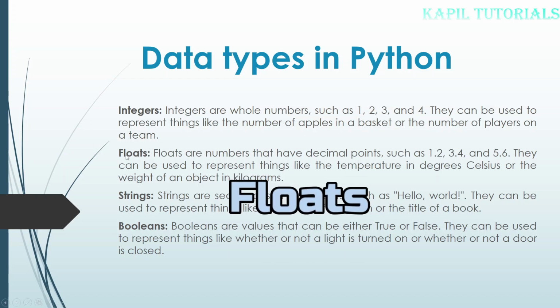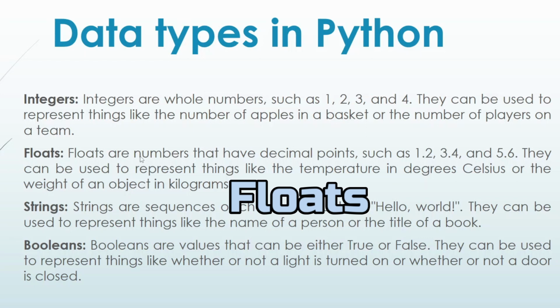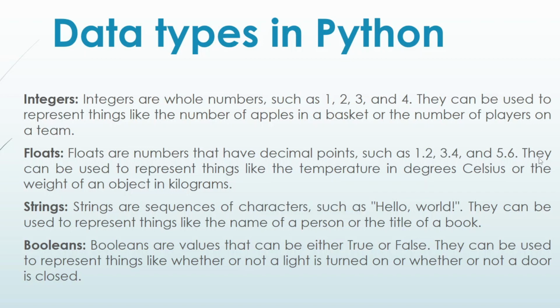This I want to explain to you, where we have decimals in between. Floats are numbers that have decimal points. And where we use them: like temperature in degrees Celsius or the weight of an object in kilograms. Wherever we are using points in between, like 4.5, 3.5, 6.5, that kind of data is called float.